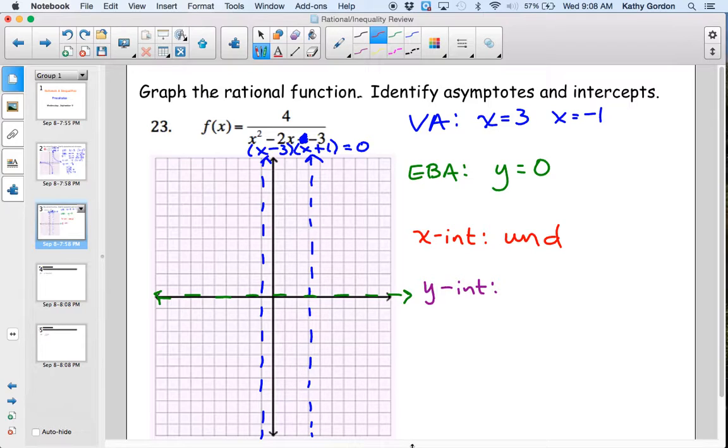How about y-intercept? Hagen, what did you get for a y-intercept? 0 and -4.